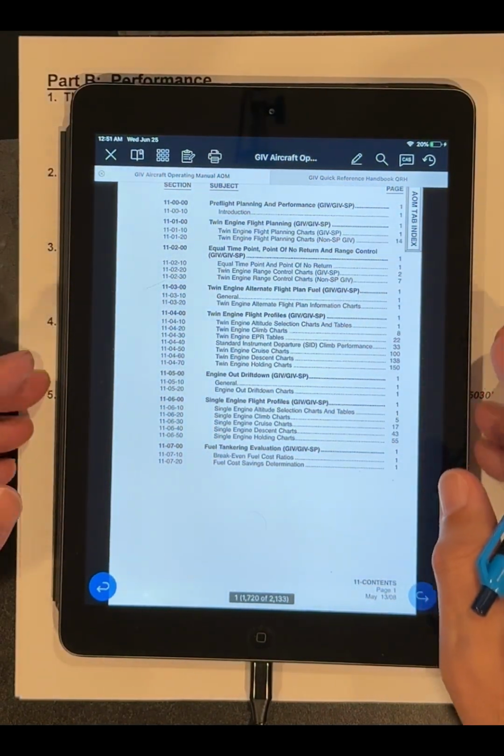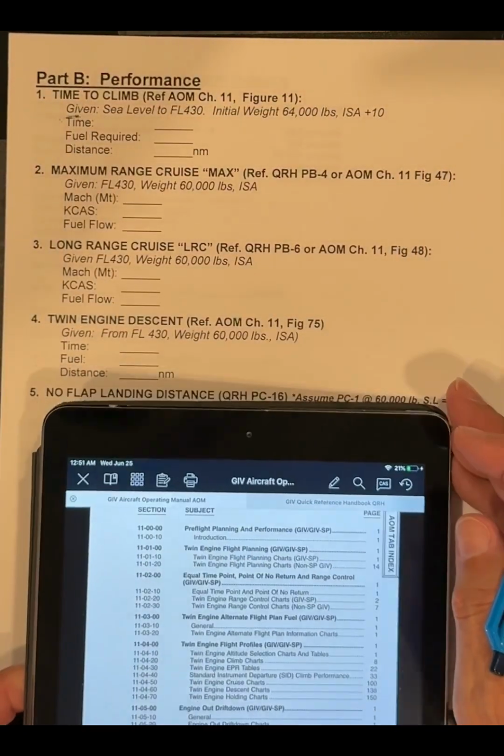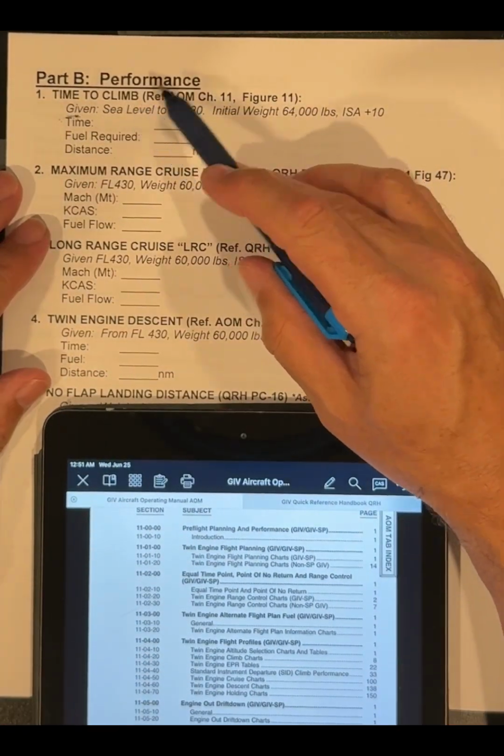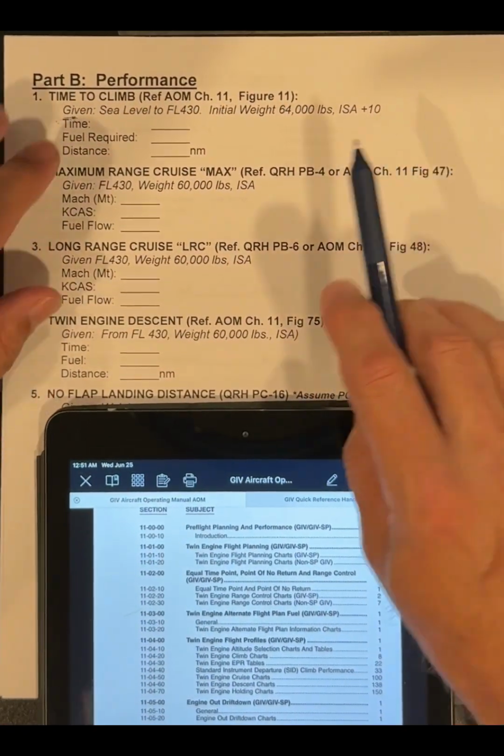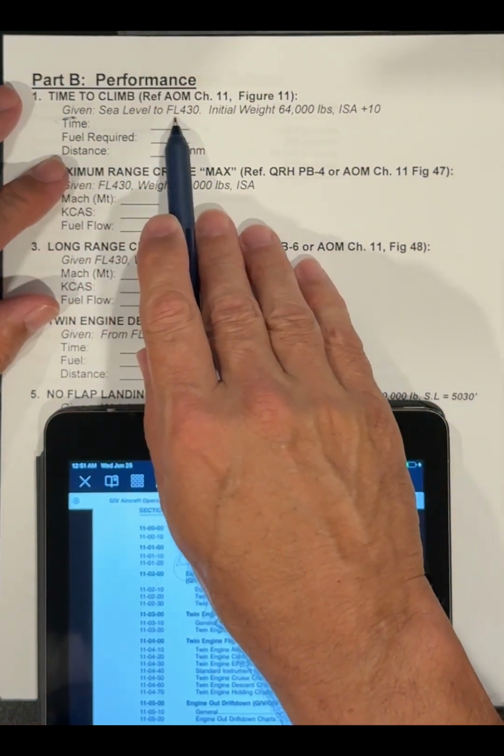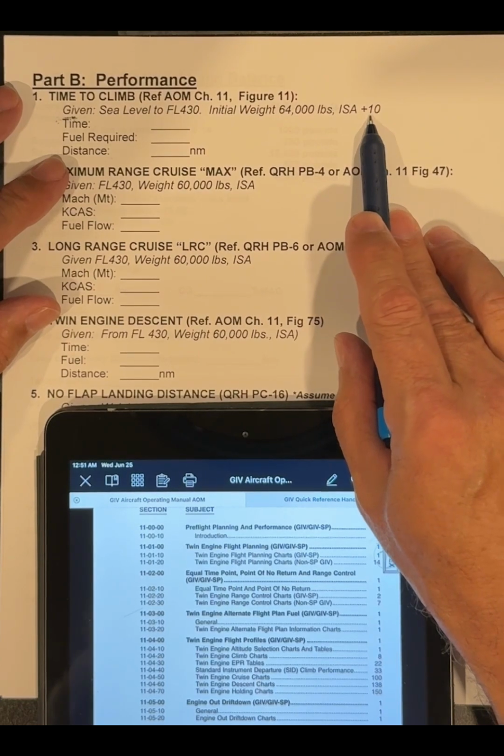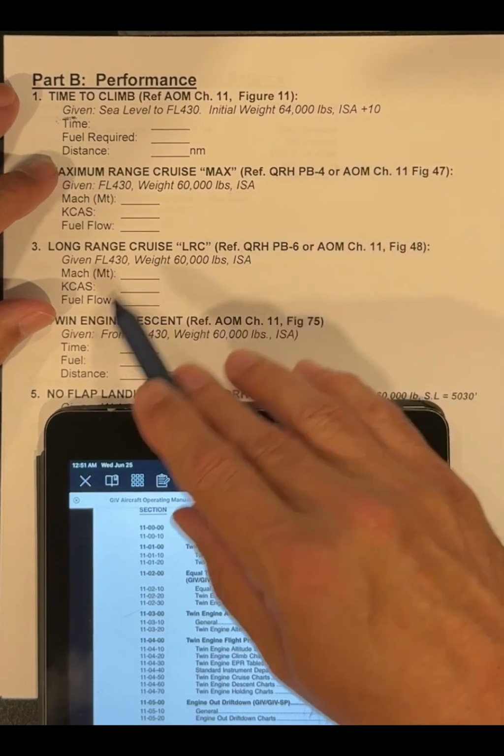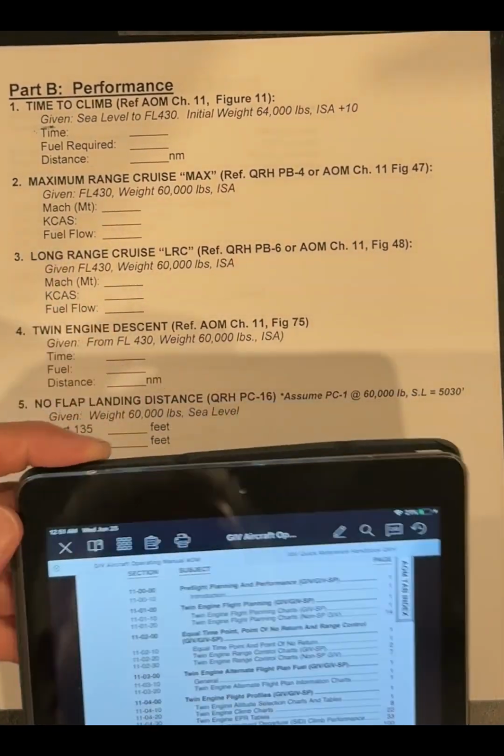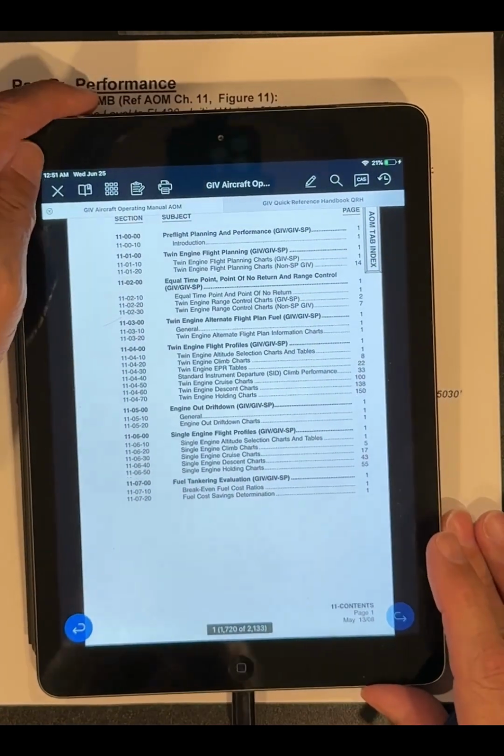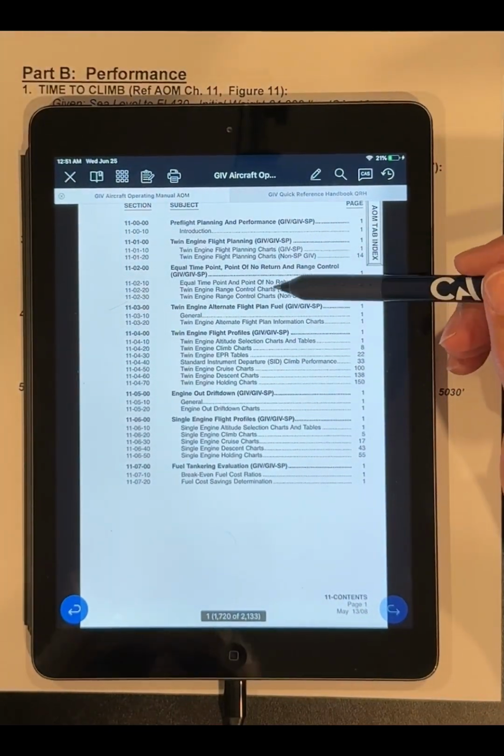So the first thing we're going to do is time to climb. The given information for the time to climb is from sea level to 43,000 feet, and we want ISA plus 10. Now, you're not able to find this information in the QRH, but you will find it in the airplane operating manual. So what are we looking for? Time to climb.